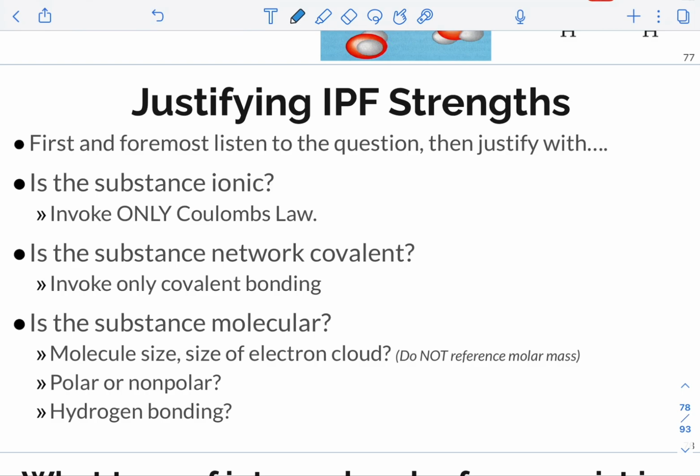dipole-dipole, hydrogen bonding, okay? You'll also notice that I put a little note here, do not reference molar mass. That's not what you want to talk about. Instead, you want to talk about atomic size. Seems silly because they're so related, but you want to be very specific when you're answering these types of questions. So we're not going to say because it has a higher molar mass, because really that has nothing to do with the polarizability. It has to do with the electron cloud. The bigger electron cloud, the more polarizable it is, the stronger the LDF.